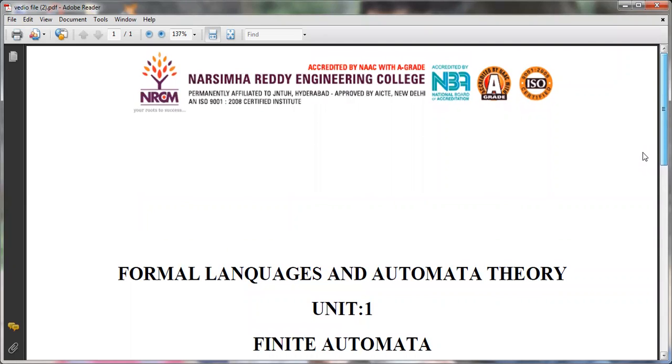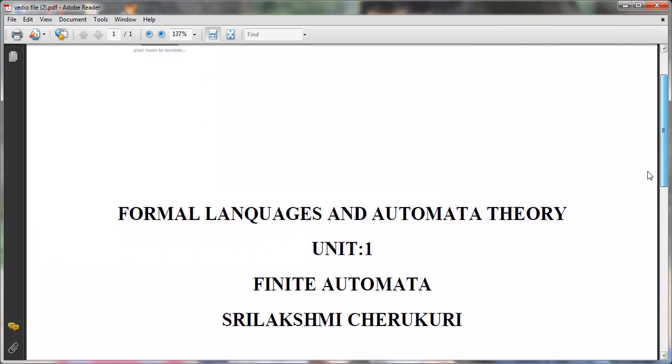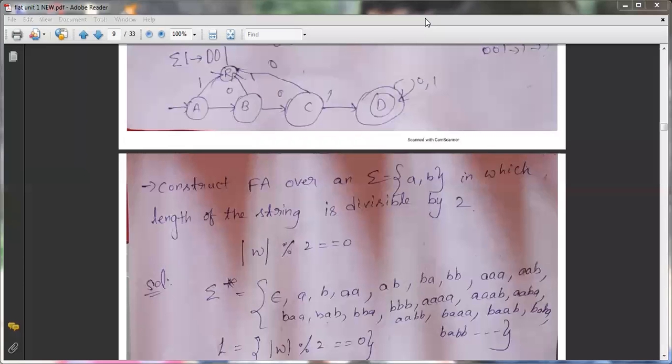So today also I am going to continue the construction of the DFA. Till now I have discussed the substring, ends with, and starts with. Now I am going to discuss the construction of the finite automata over an alphabet sigma equal to {a, b}, in which the length of the string is divisible by 2.